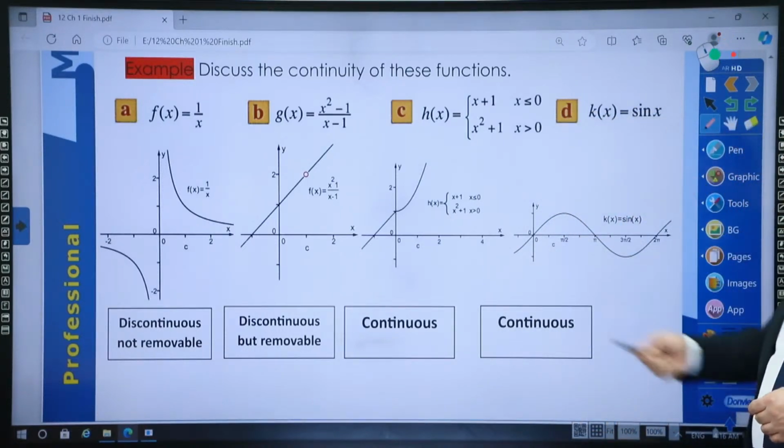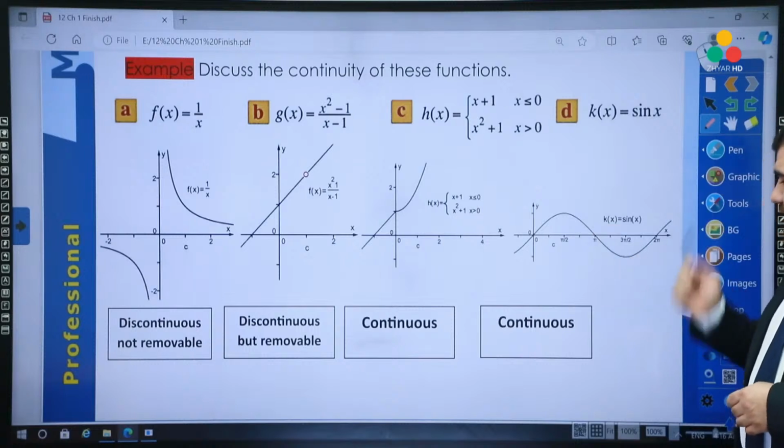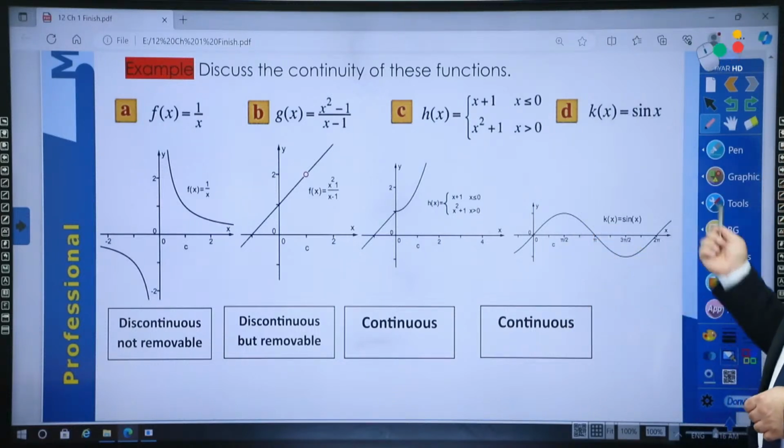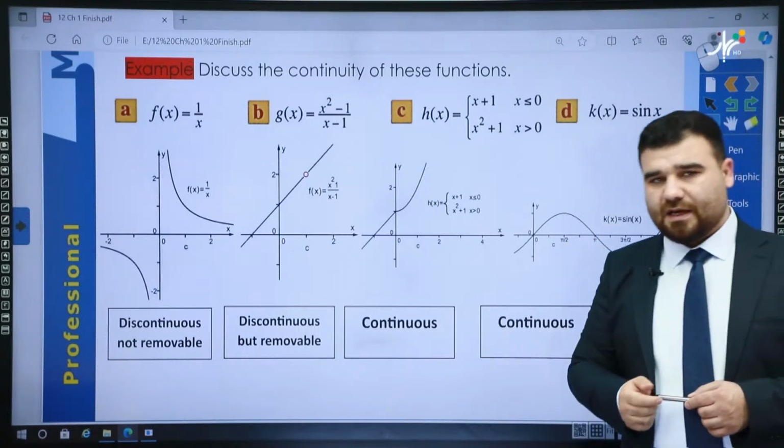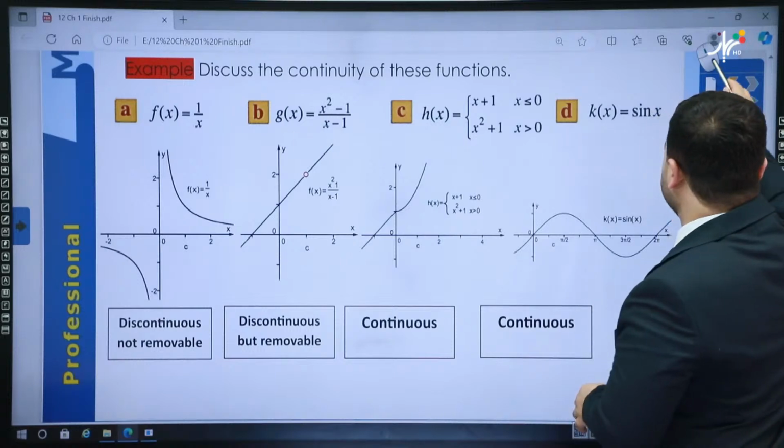Finally, sine x. Sine x, it's known that it's continuous. The graph is like waves repeating over and over. Sine is always continuous.